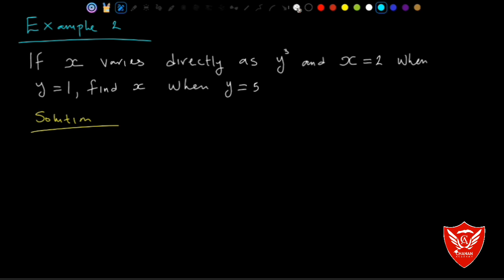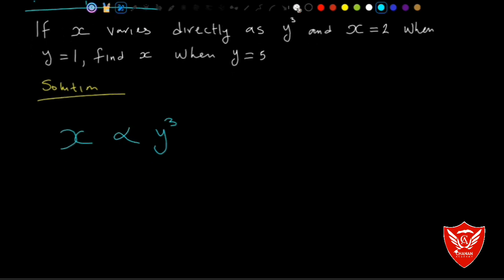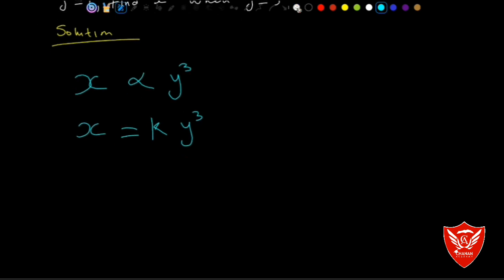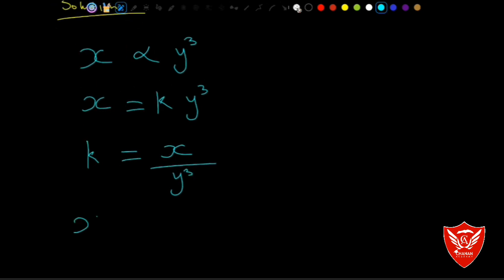So the second question says, if x varies directly as y cubed, and x is equal to 2 when y is 1, find x when y equals 5. So we know that for us to introduce the constant of proportionality, we have to make x equal to the constant k multiplied by y cubed, and if you make k the subject, it becomes k equals x divided by y cubed.